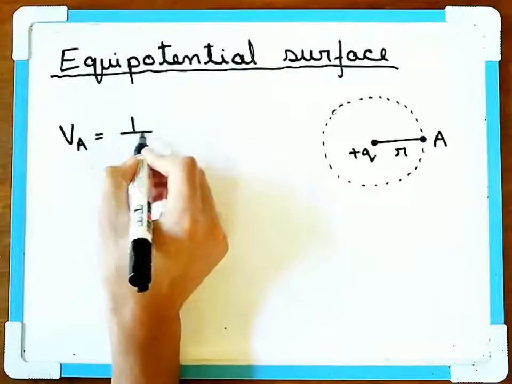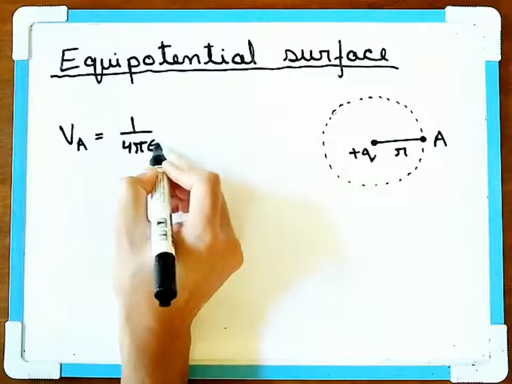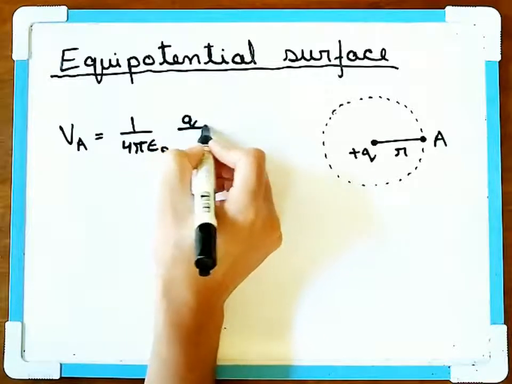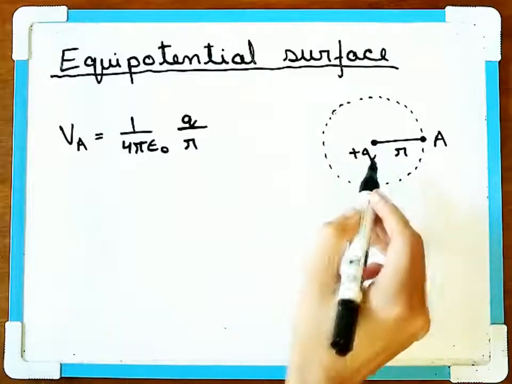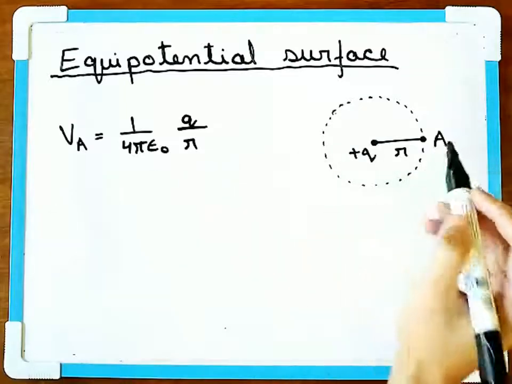VA is equal to 1 by 4 pi epsilon naught. This is the potential due to a point charge. So Q divided by R, which is the distance of this point from the center, or from the charge +Q. So this is the potential at A.